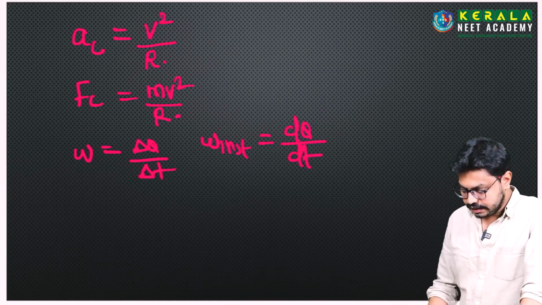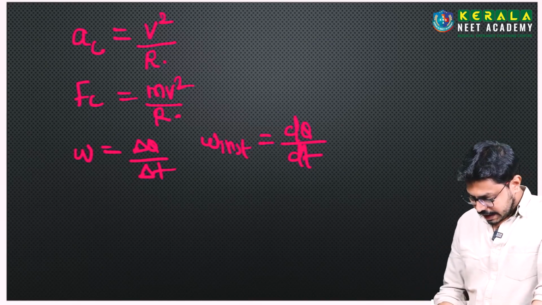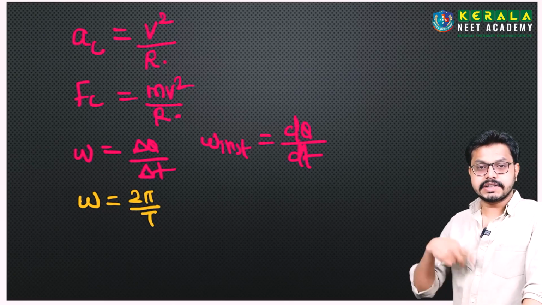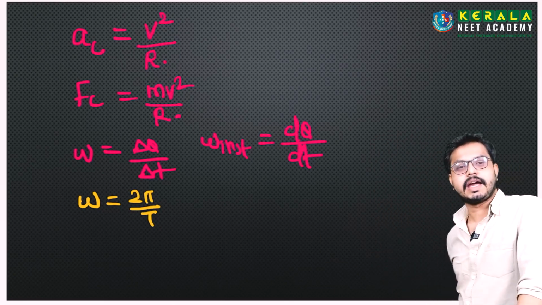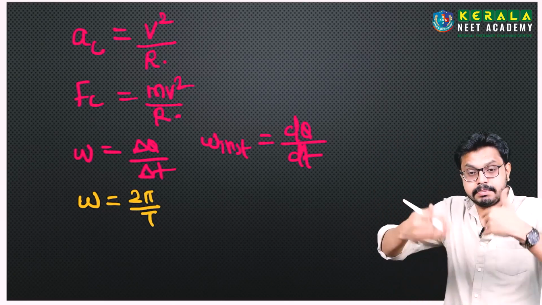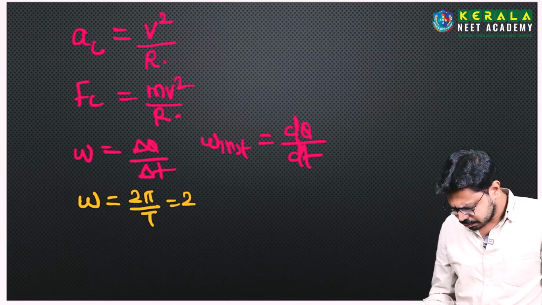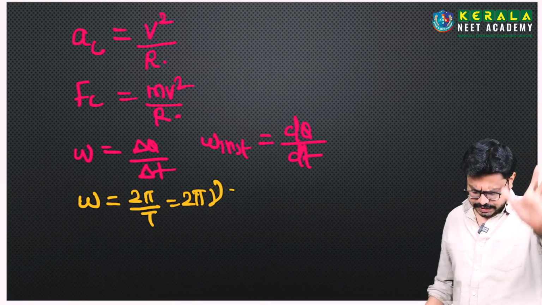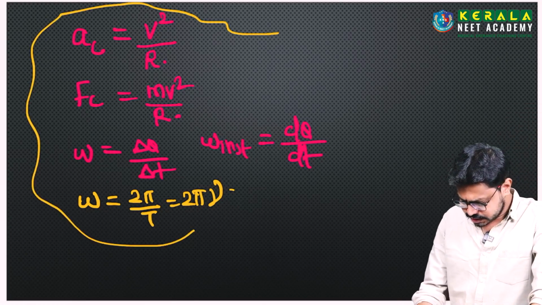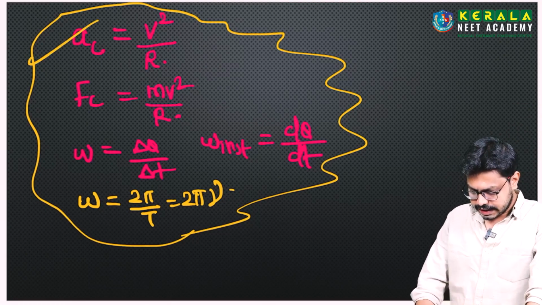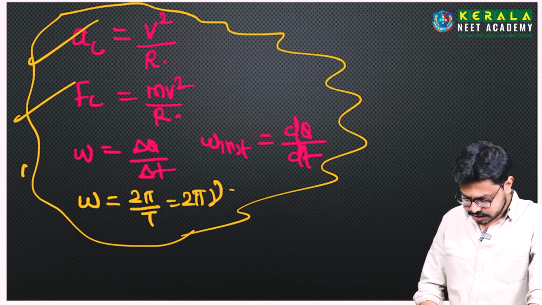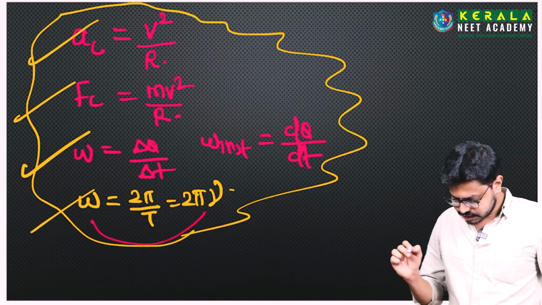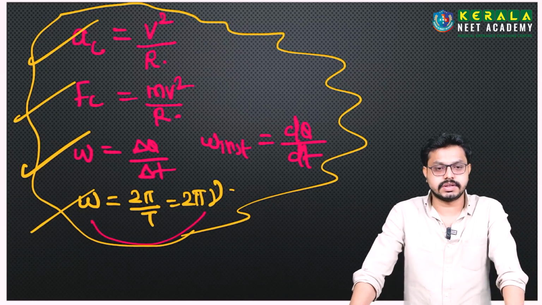Clear? Then another equation for omega. Omega is equal to 2 pi divided by T. What is capital T? Time period. 1 by time period is frequency, so simply you can write it as 2 pi nu. Clear? Okay, it's very simple. So these are the equations that we discussed today: centripetal acceleration, centripetal force, omega. Omega is angular velocity. When we connect it with frequency, it is also known as angular frequency.